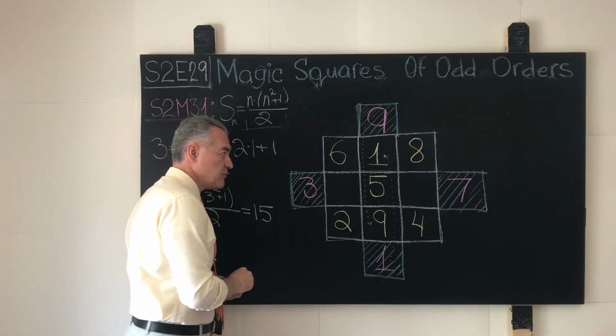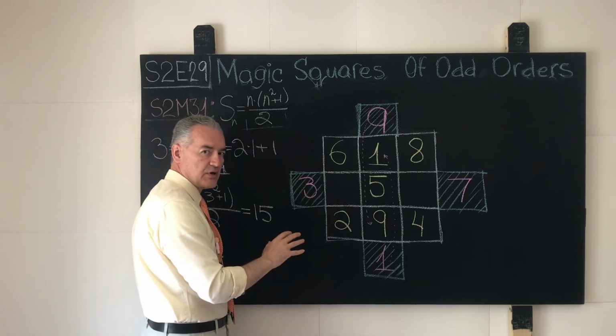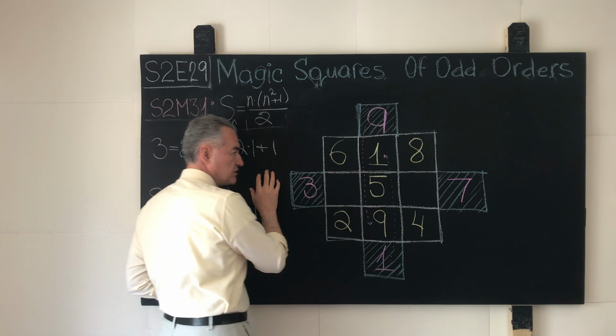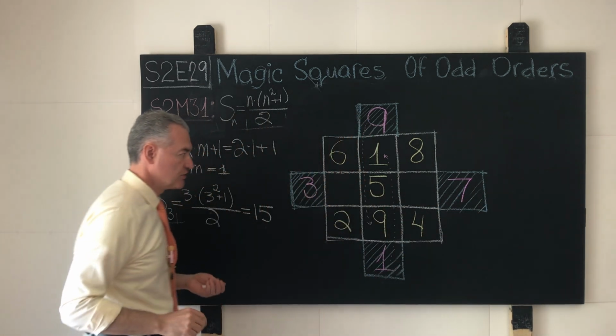Now we do the same thing for the numbers that are located outside of the parent magic square on the western and on the eastern, or on the right and on the left side of the square.